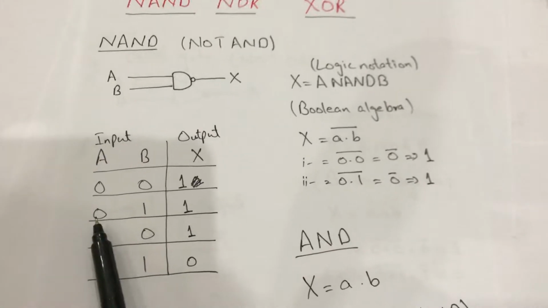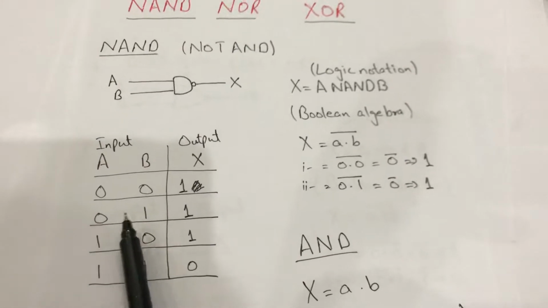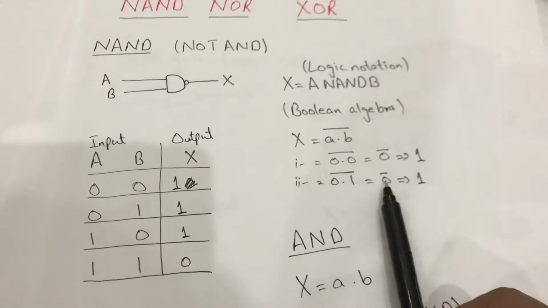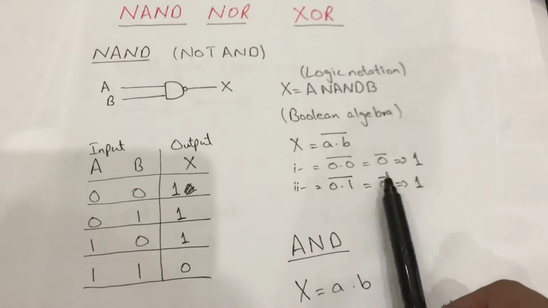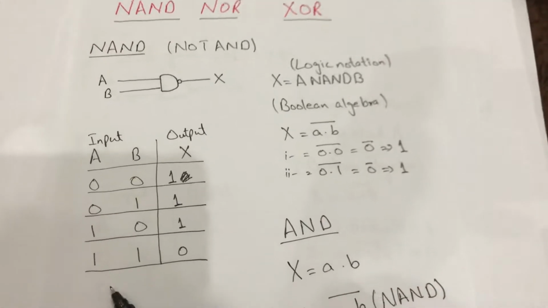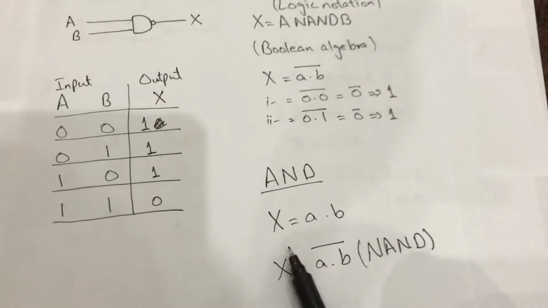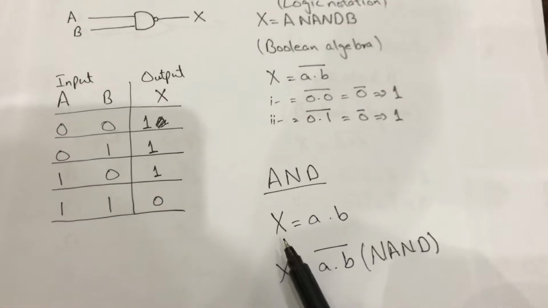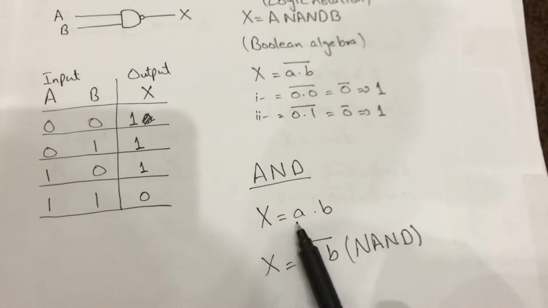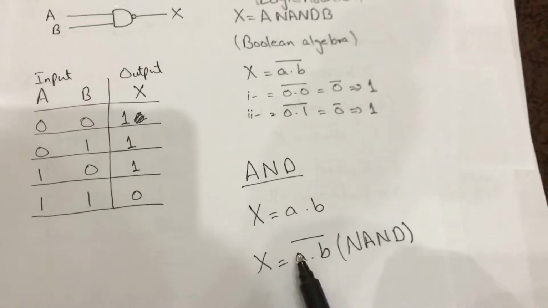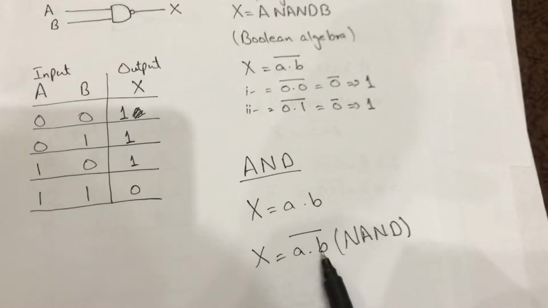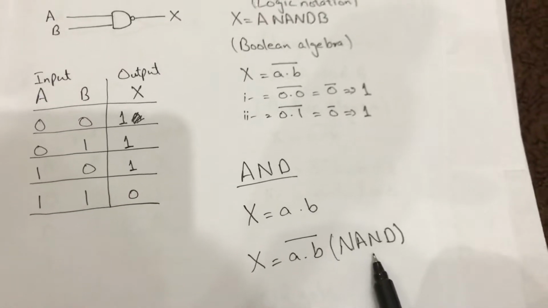When we take input A is 0 and B is 1, 0 multiplied by 1, that is 0. 0 bar is equal to 1. Similar to that, the other remaining values are filled in. So the Boolean algebraic notation for AND gate was X is equal to A dot B. When we place a whole bar, or a complete bar, on the values of A dot B, then it will become a NAND gate.